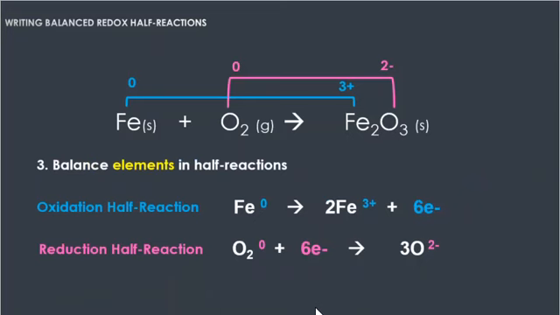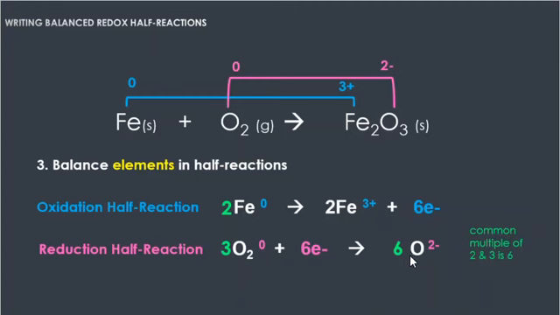Step 3 involves balancing the elements in the half reaction. So let's start with iron. To balance out iron on the reactant side, we need to bring in a coefficient of 2. Now let's look at oxygen. So on the reactant side, we have 2 oxygen atoms, and on the product side, we have 3. So remember, the least common multiple of 2 and 3 happens to be 6. So on the reactant side, we'll start with bringing in a coefficient of 3. 3 times 2 gives us 6 oxygens. And on the product side, we'll simply replace the 3 with a 6. So 3 times 2 is going to give us 6.